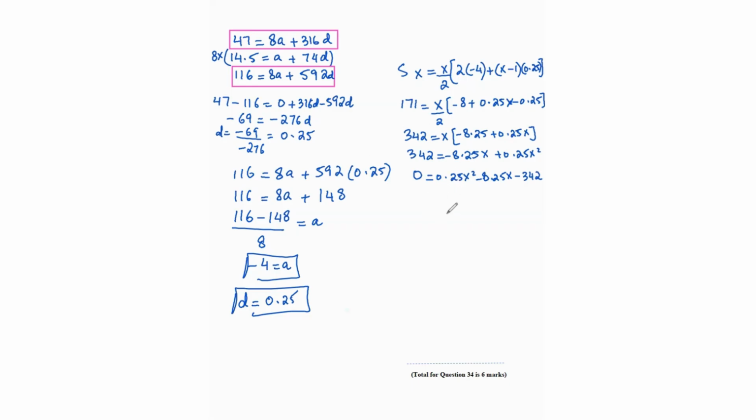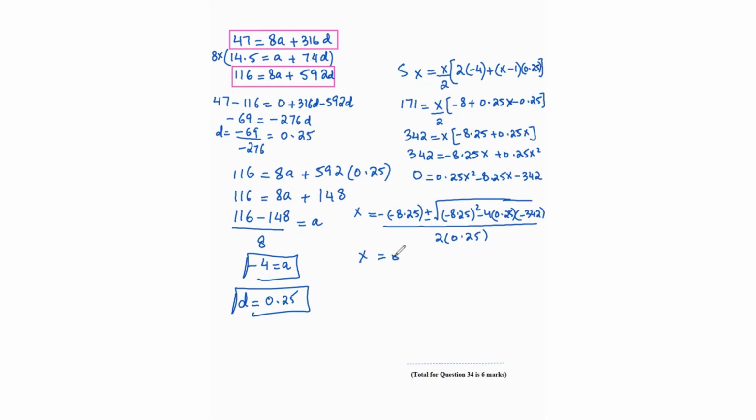So let's use the quadratic formula. x equals minus negative 8.25 plus minus the square root of negative 8.25 squared minus 4 times 0.25 times negative 342, over 2 times 0.25.